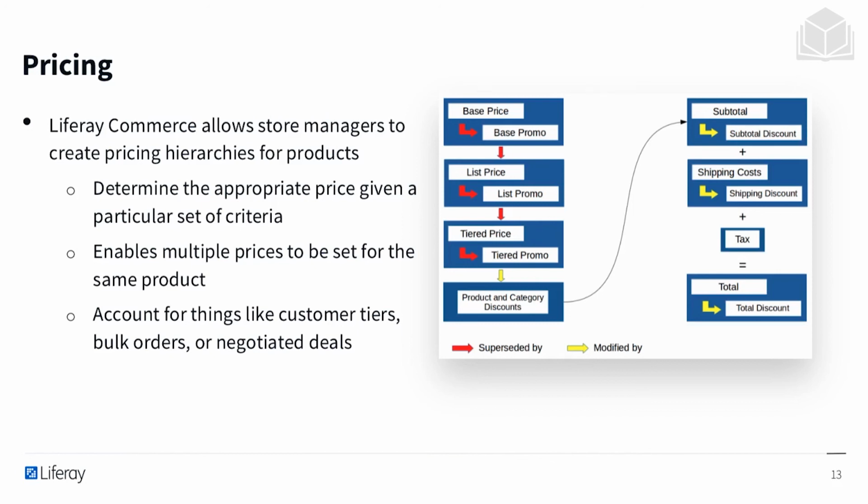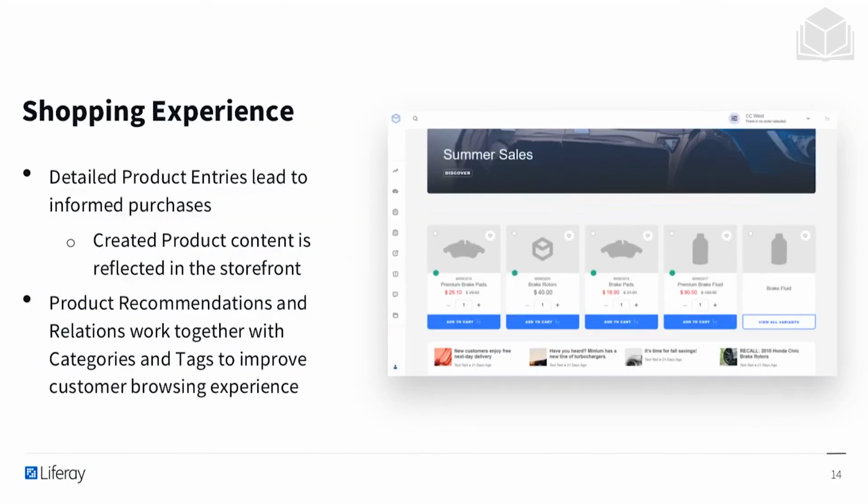We know that detailed product entries lead to informed purchases, so this is why Liferay Commerce tries to give the buyer as much information as possible in the front end of the store. Liferay Commerce can also use product recommendations and relations that work together with categories and tags to improve customer browsing experience. Liferay Commerce aims to use product content and product recommendations together to create a better shopping experience.